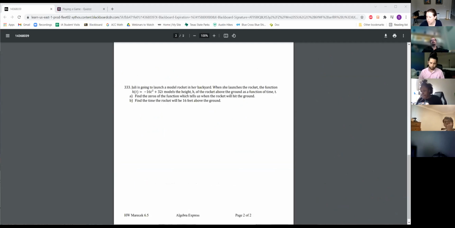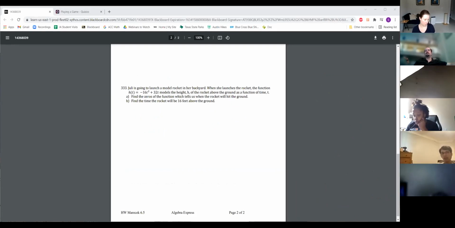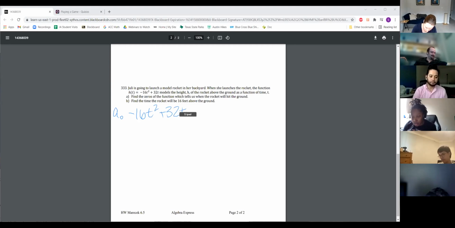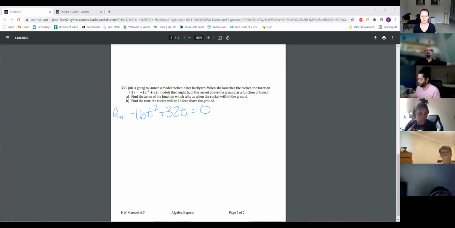Okay, next group. Group 5: Ashley, Fernanda, Jonathan, and Taylin. I could start it off. I had 333. The first thing I did was negative 16t squared plus 32t equals 0. Okay, how did you know it was equal to 0? I looked at when it said find the 0 of the function. Mm-hmm. That would make me say it was 0.